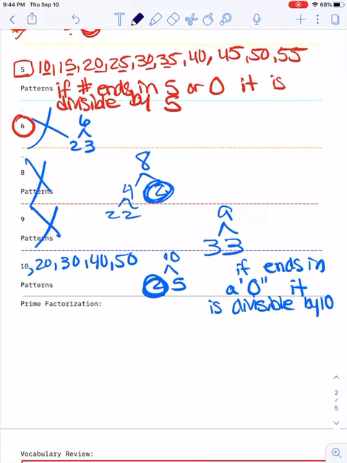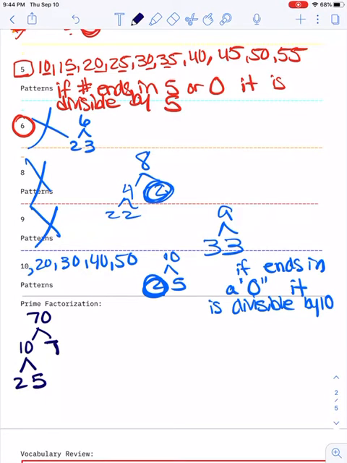Let's take, what do we want to take? Let's take 70. It's an even number and it also ends in a 0. So I could do 10 because I know it ends in a 0. So 10, and then I would have to figure out how many times 10 goes into 70. In this case, it's 7. I'm not done though because 10 is not a prime number. So I can divide 10 into 2 and 5.